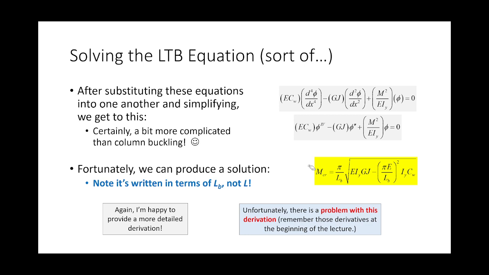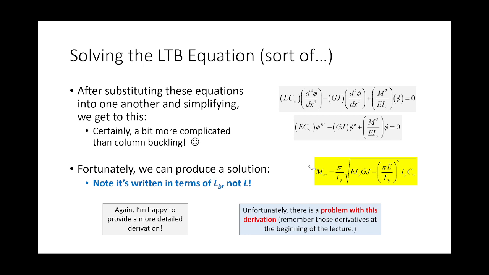Notice that I'm writing it in terms of L_b, not L, but there's a lot of stuff in here that's actually really easy to solve. First off, we have E's and I's and G's and J's. All of those are lookups. Like, go to any I shape. All those properties are there. E is 29,000 ksi. G is a material property as well. For steel, we take it as 11,200. So it's not hard to plug and chug.